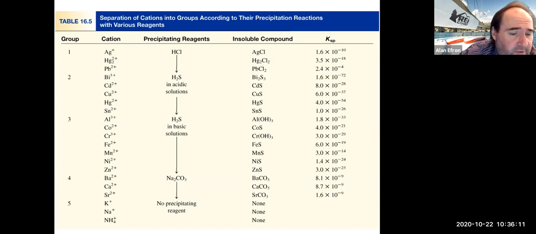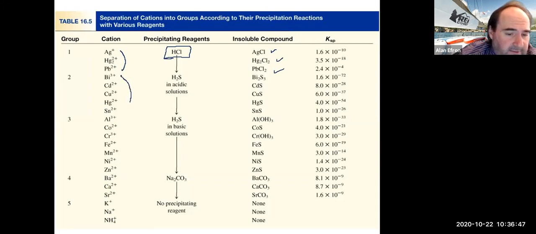So when you do qualitative analysis, there's group 1, group 2, group 3, group 4, and group 5. These groups are not related to the periodic table groups, but they are grouped together by basic solubility similarities. For example, group 1 is silver, mercury 1, and lead 2, which based on solubility rules is soluble in everything except when you have chloride. So we use something that has chloride in it, and that gives us these guys that precipitate out as chlorides.